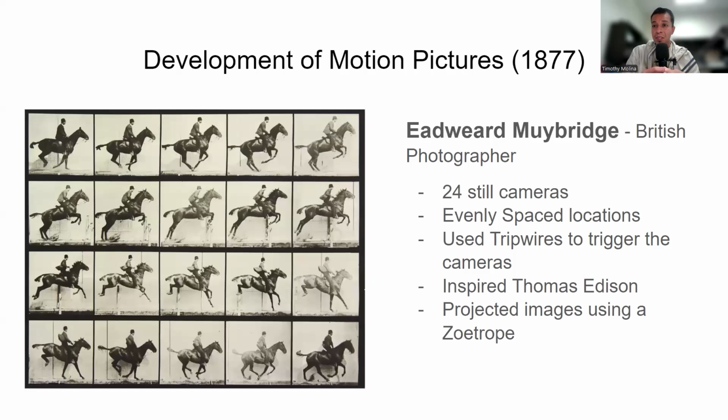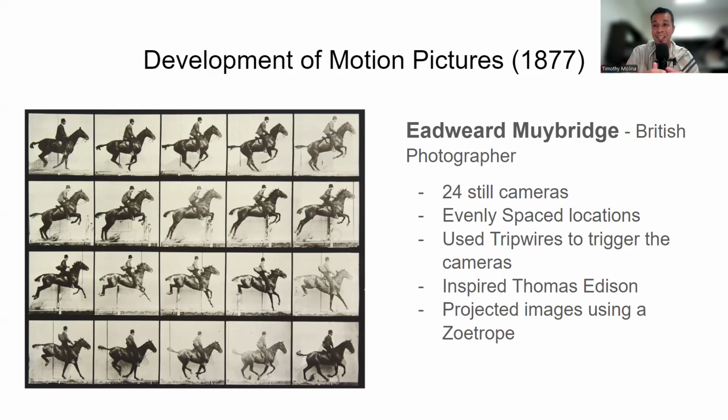So, just a brief history, there's a bet that's taken place between a governor of California, and in particular, they hire Edward Muybridge, which is a British photographer. And this is back in 1877, and this is the invention of essentially motion picture. We have 24 still cameras that are set up along a track using a tripwire setup. And this is the birth of 24 frames per second.